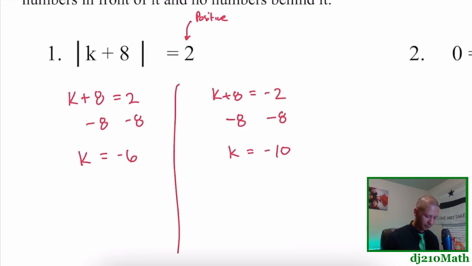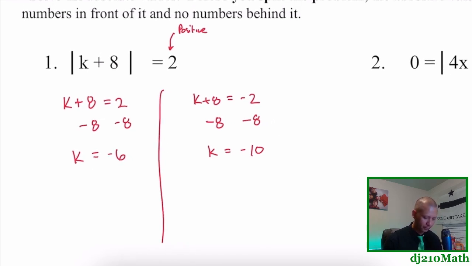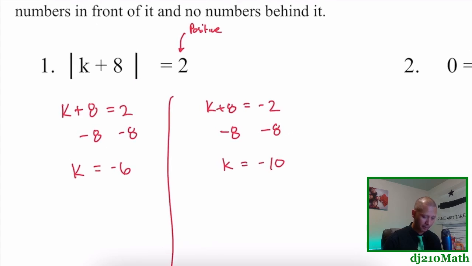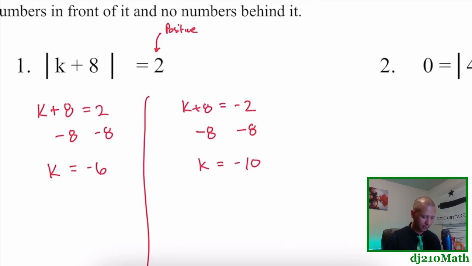We'll only do this once, but if we plug it back in, if we plug negative 6 back in, this would be negative 6 plus 8 is 2. Absolute value of 2 is 2. If we plug in negative 10 plus 8 is negative 2. Absolute value of negative 2 is 2. So if you're ever unsure, just plug it back in. That'll be the only time I do that.